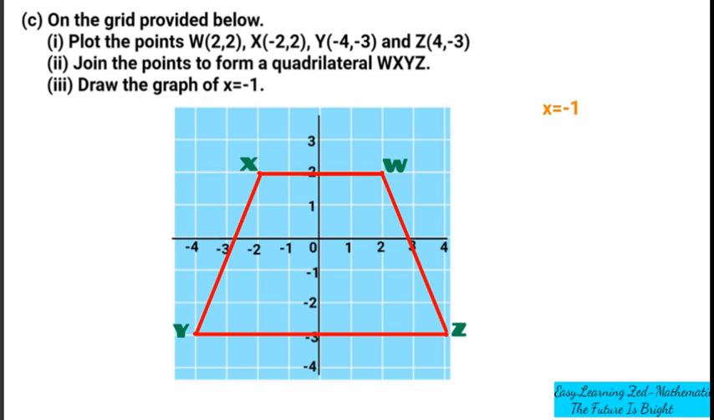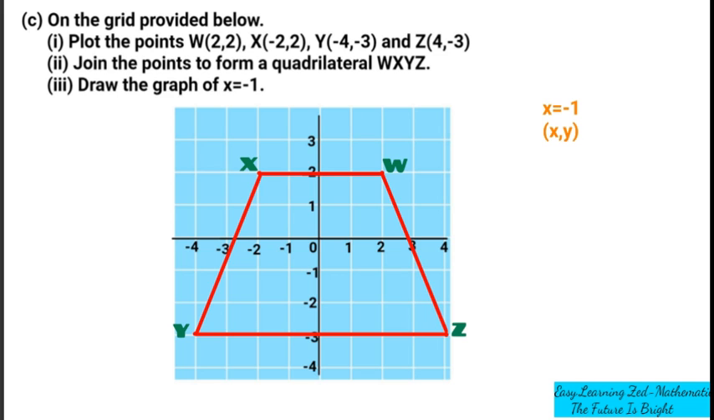This means that the graph we're going to draw, the coordinate for x will always be negative 1. The value of x in the coordinates will be negative 1. All of them are going to have x with the value of negative 1. Now we know how to write the coordinates. We write them like this: x, y. The coordinate of x, the coordinate of y.